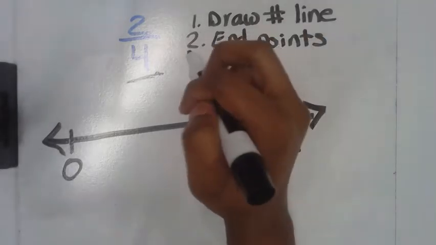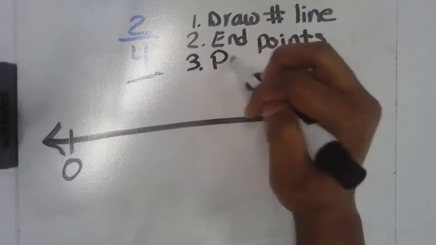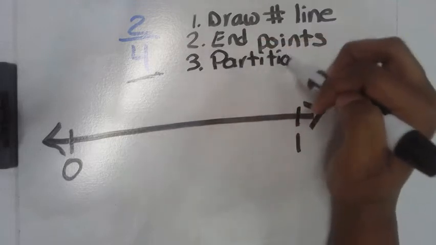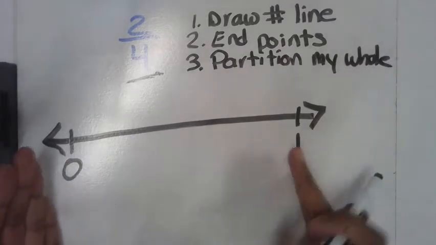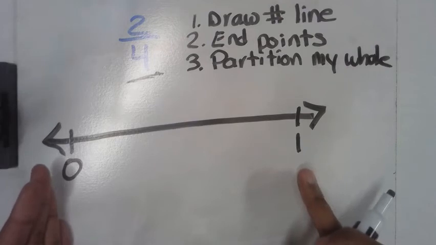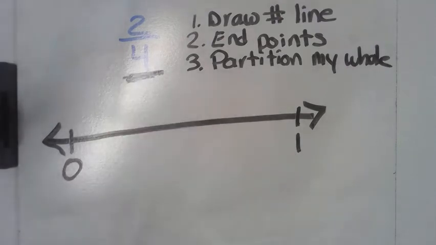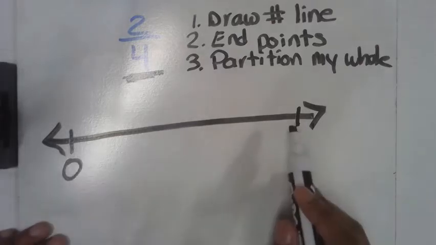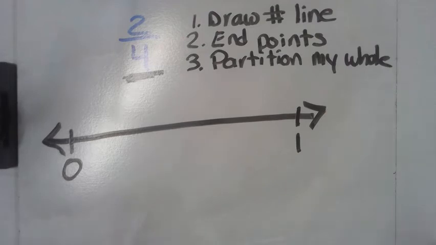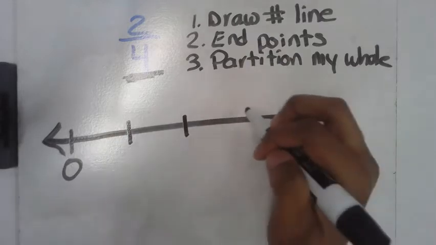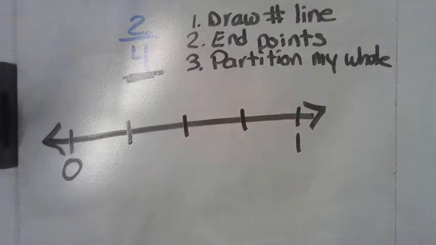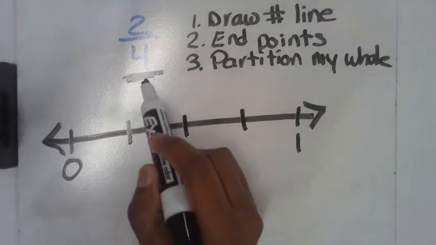Now, my next step is to partition my whole. All right, so I have one whole here. From 0 to 1 is one whole. I know that I have 4 equal parts because it's in the denominator. But if I have 4 equal parts, how many lines do I need? Only 3. So I'm going to partition this as evenly as I can get it. And I remember I'm not a robot, but I'm going to do my personal best. 3 lines. 1, 2, 3. Not perfect, but close. All right, so I have 4 equal parts.